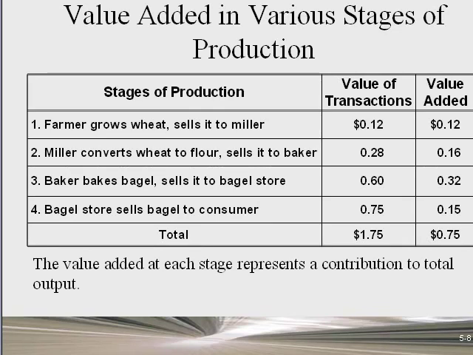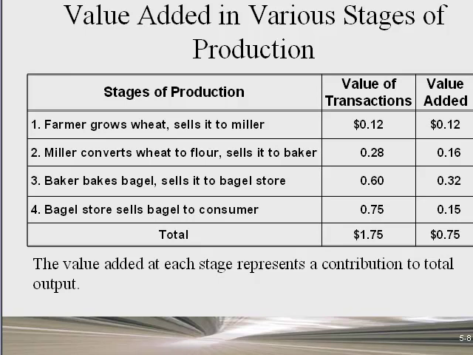If you look at this slide, the farmer grows wheat and sells it to the miller at 12 cents. The miller is now going to convert that into flour, so he added value of 16 cents to it, and now he'll sell it at 28 cents. The next person, the baker, adds 32 cents more by baking it and selling it to a store. The bagel store sells it to the consumer for 75 cents. So the total is $1.75 in the value added approach. Basically each person at each stage represents an addition to the value, to the output.